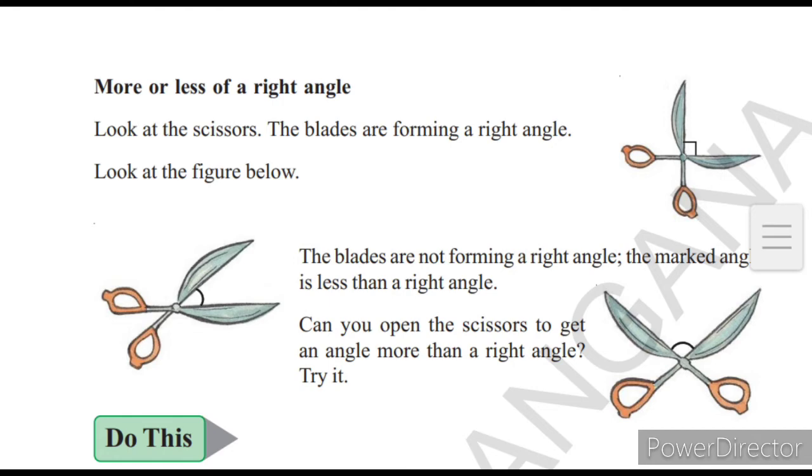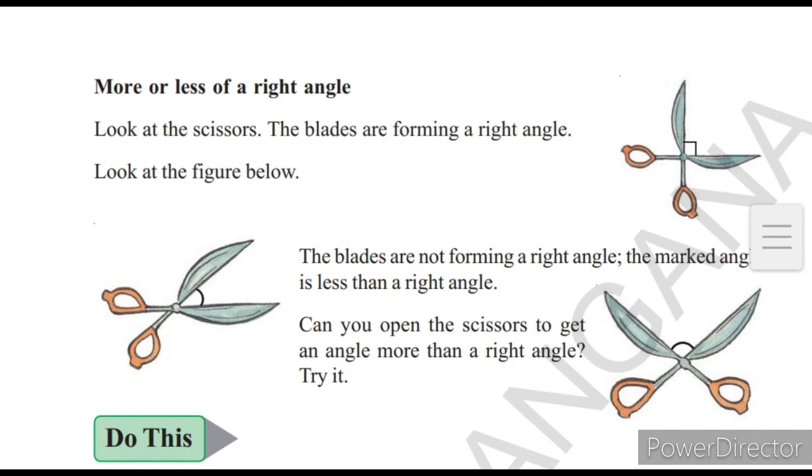Try it. Here we can see 3 pictures of the scissors. The first one is exactly 90 degrees, so it is a right angle. Next, in the second picture, you can see the angle is less than 90 degrees. So it is nothing but less than a right angle.